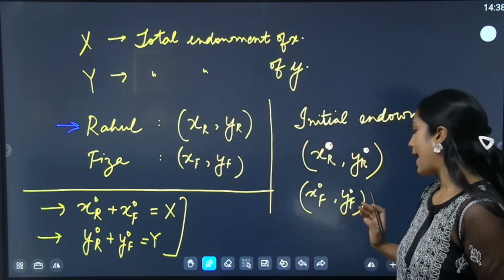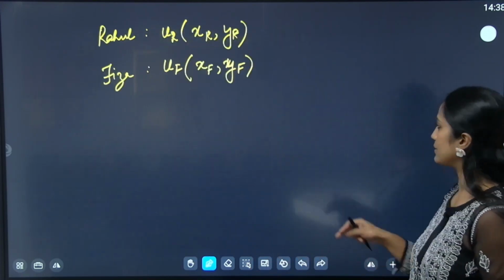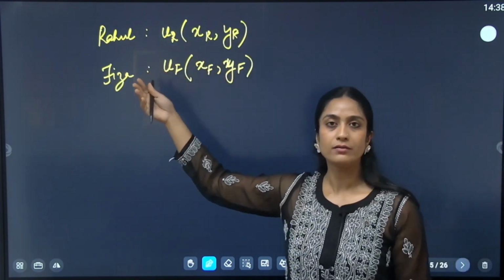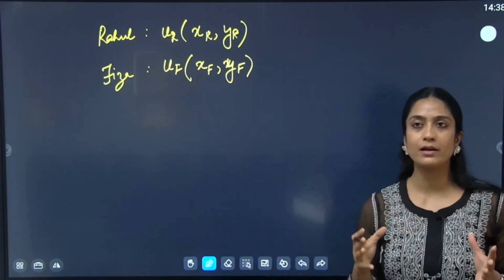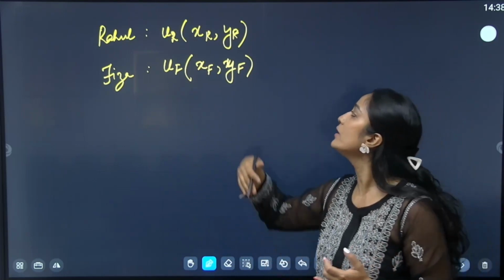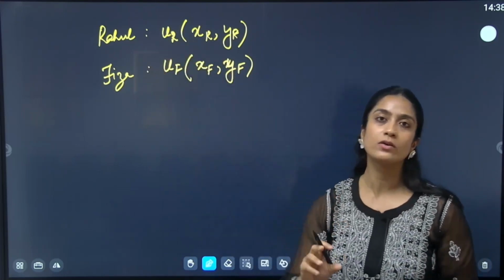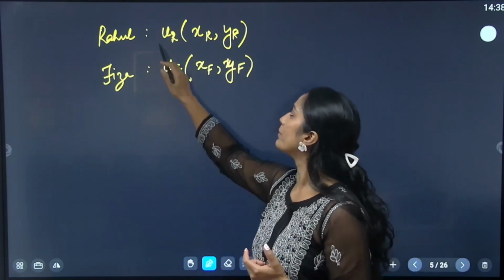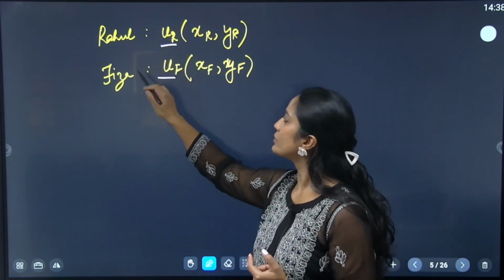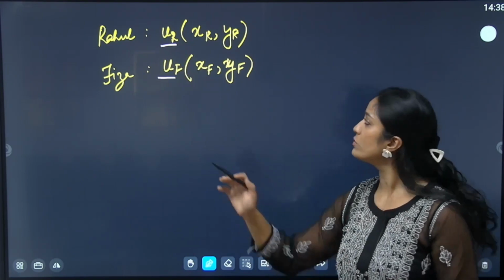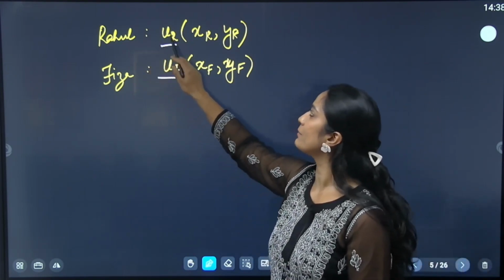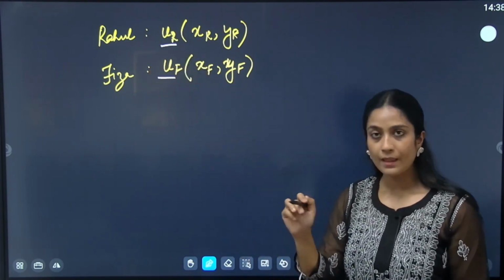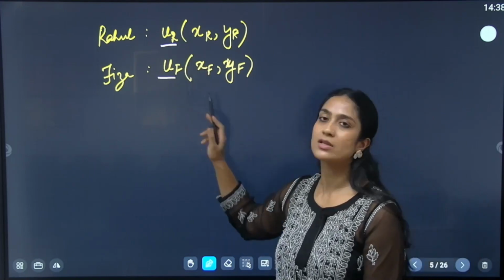Okay, and finally we will discuss their utility. ठीक है. So अब ये हमारे पास बंडल है, उस बंडल से यूटिलिटी कितना मिलता है, वो as usual we will denote by how much I value the particular bundle, denoted by how much utility I get. So this will be the notation that we will use. The utility of Rahul is given by U subscript R and utility of Fiza is given by U subscript F.